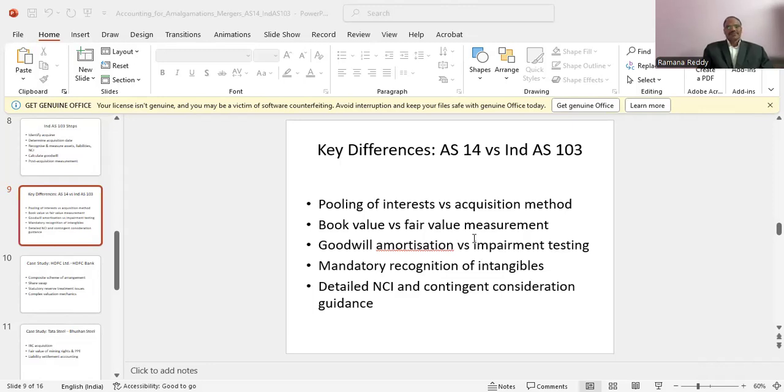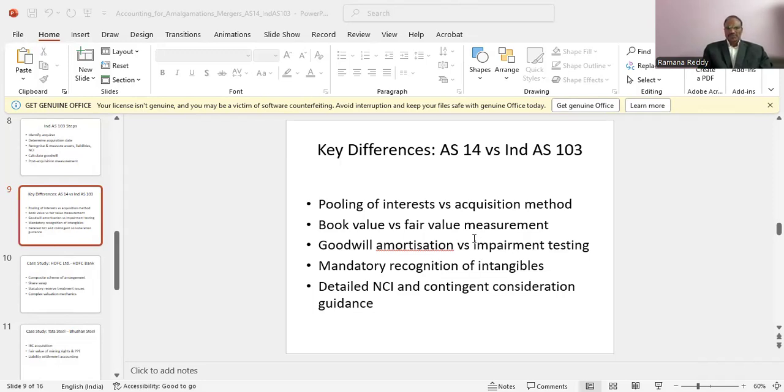I'll summarize. AS 14 has two methods, the merger and purchase methods. AS 14 merger is pooling of interest. AS 14 purchase is the purchase method. Ind AS 103 has the acquisition method only. And assets and liabilities values: AS 14 merger uses book values, AS 14 purchase uses fair values, and Ind AS 103 also measures assets and liabilities at fair values.